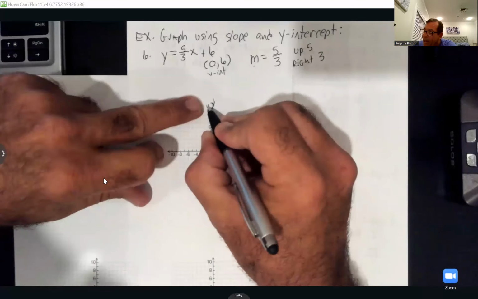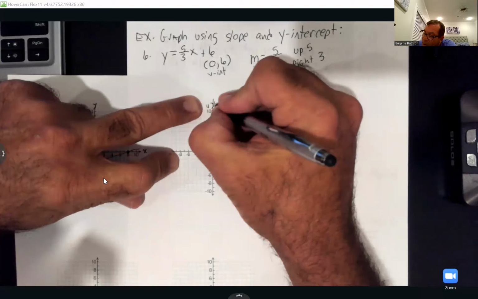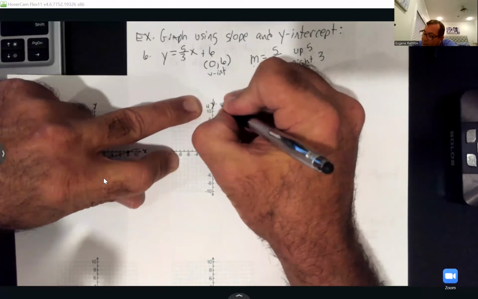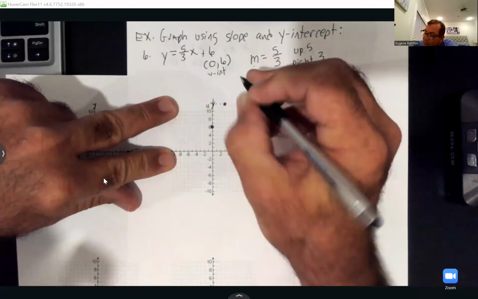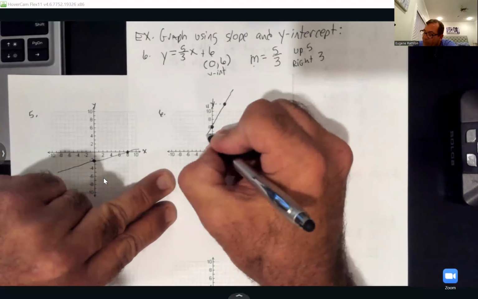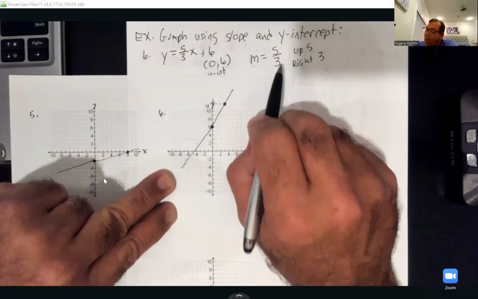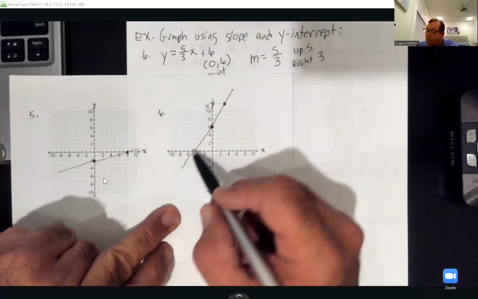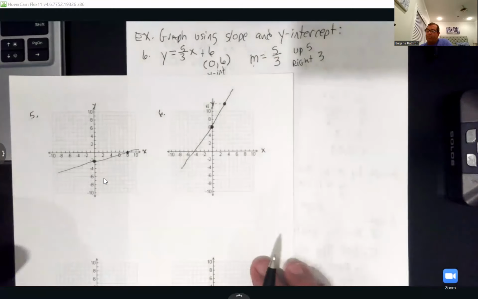So I need another space. And then the bottom always goes to the right 3. So I'm going to go right 1, 2, 3. So I got my second point where I landed, and I draw the line. Now remember, 5/3 is a positive slope. And when you're done, positive slopes go uphill from left to right, okay? So it goes uphill.